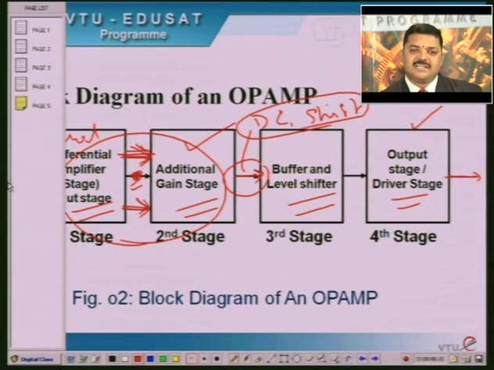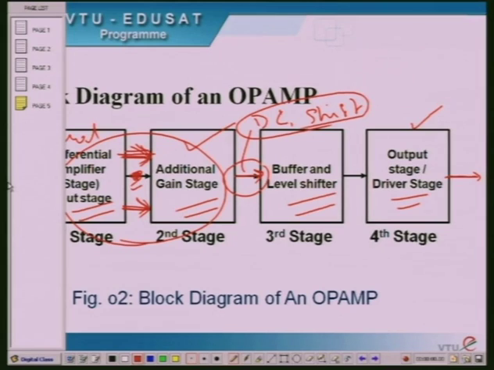The buffer and level shifter stage. The function of the buffer and level shifter stage is to reduce the DC shift, which occurs due to previous amplifications, to 0 volts. Then we will get the correct output, and usually the output will be taken by using the output stage.